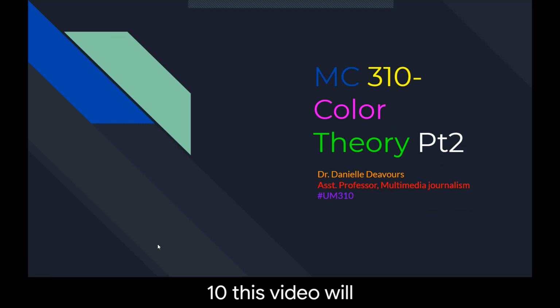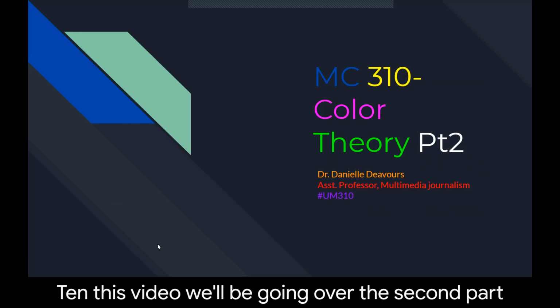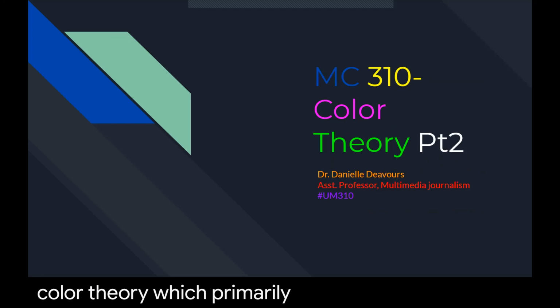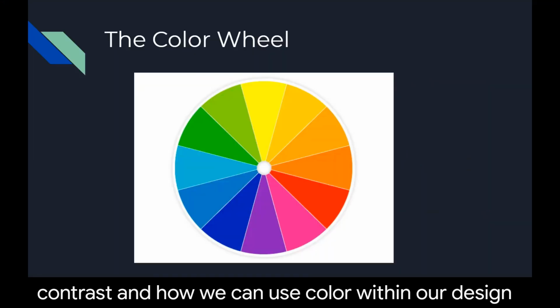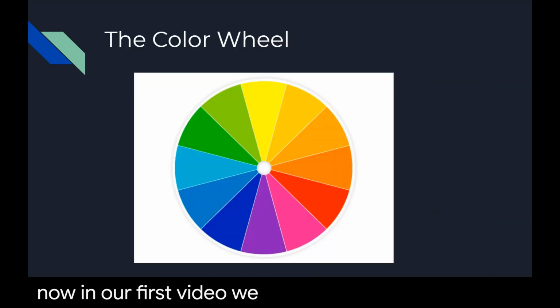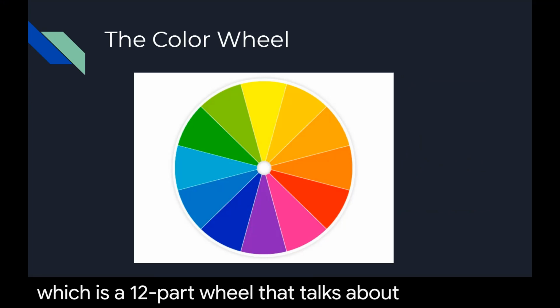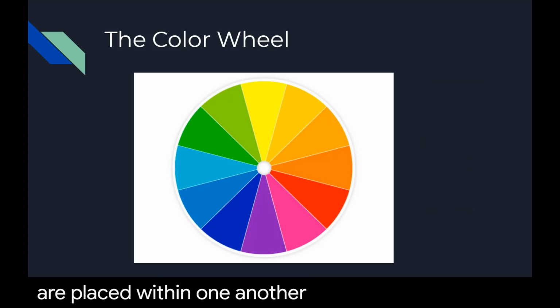This video will be going over the second part of color theory, which primarily looks at how we build contrast and how we can use color within our design. Now, in our first video, we went over the color wheel, which is a 12-part wheel that talks about how colors are placed within one another in the primary, secondary, and tertiary way. Now, I also showed you a video that talked about different types of color complements.